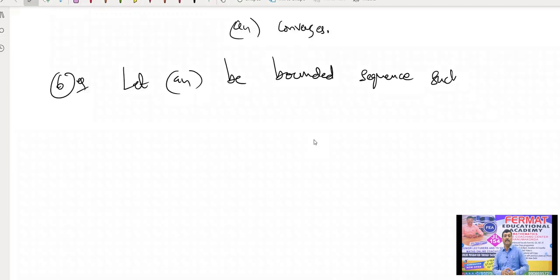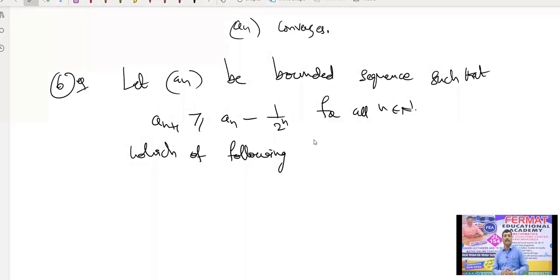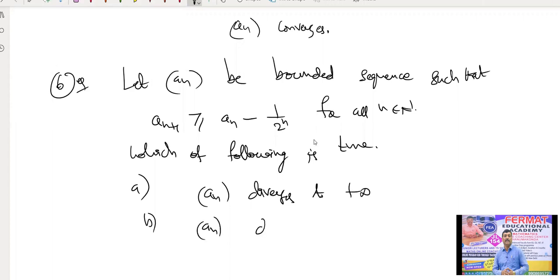Such that a_{n+1} is bigger than or equal to a_n minus (1/2)^n for all n belongs to N. So which of the following is true? First one, a_n diverges to plus infinity. Next, a_n diverges to minus infinity. Third one, a_n converges.